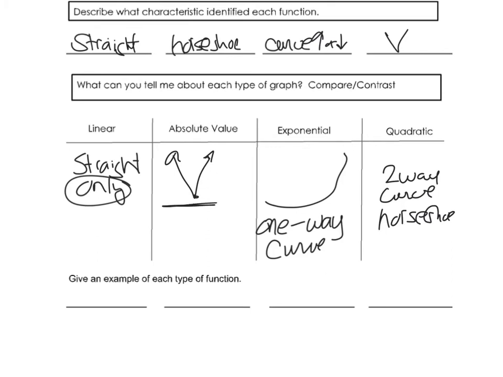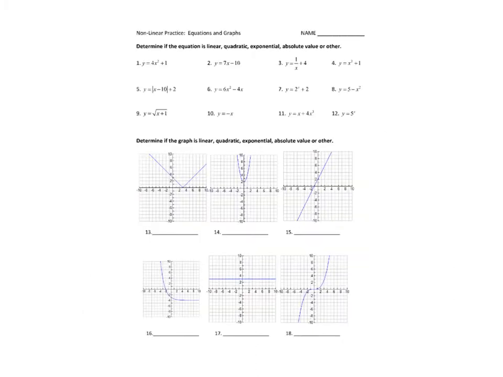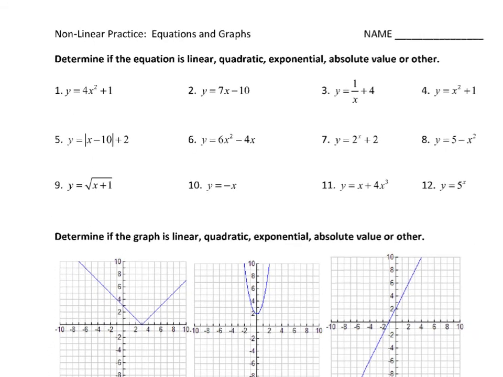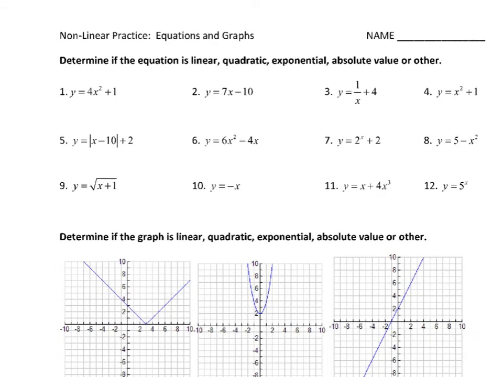But technically, this has got a two-way curve, but it comes to a point and then turns. All right, this one just kind of goes like that. All right, let's go to the next page. It says determine if each is linear, quadratic, exponential, absolute value, or other.